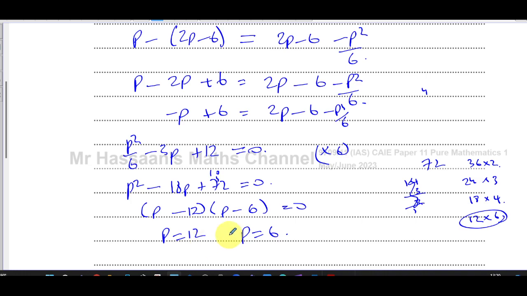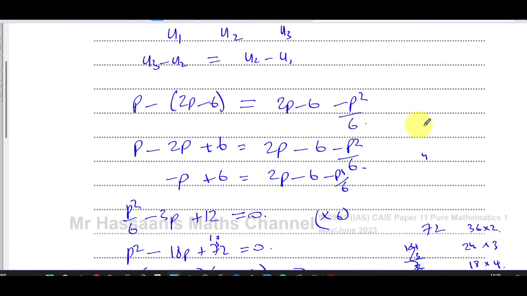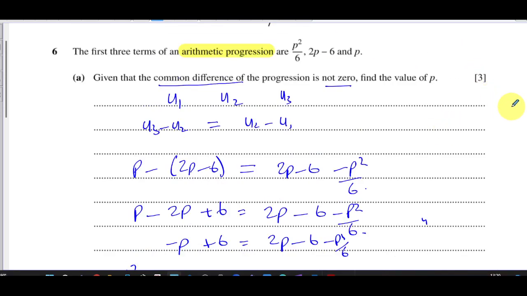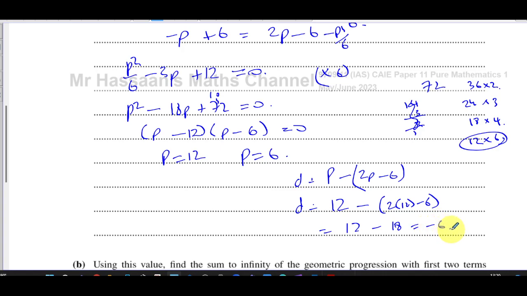Now, it looks like there's two possible values of p. However, it says, given that the common difference cannot be 0, find the value of p. So the common difference of this is p minus (2p minus 6). Let's have a look. If I put p as 12, I have 12 minus (2 times 12 minus 6), which gives me 12 minus 18, which gives me minus 6.